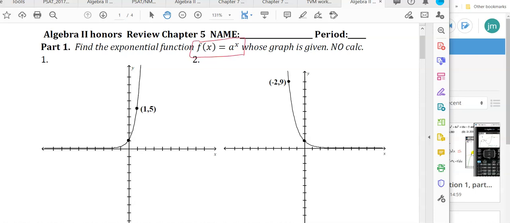So they give you the equation here. So we're basically just going to plug in an x, plug in a y, and see what happens here. So 5 equals a to the first. So a is 5. So f of x equals 5 to the x.